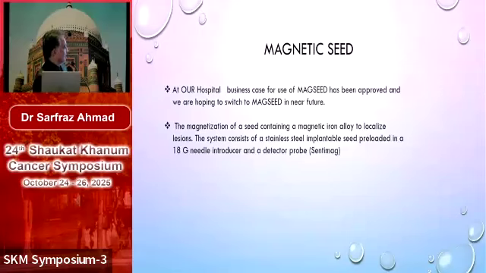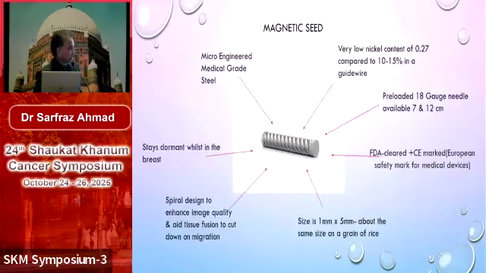Basically, how it works, there is magnetization of the seed containing a magnetic iron alloy to localize the lesion. This system consists of a stainless steel seed which comes preloaded in an 18-gauge needle introducer, and a detector probe, Sentimag. I'll just show you how it looks.